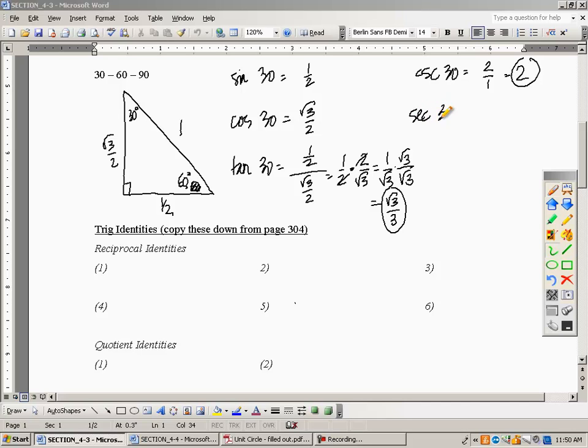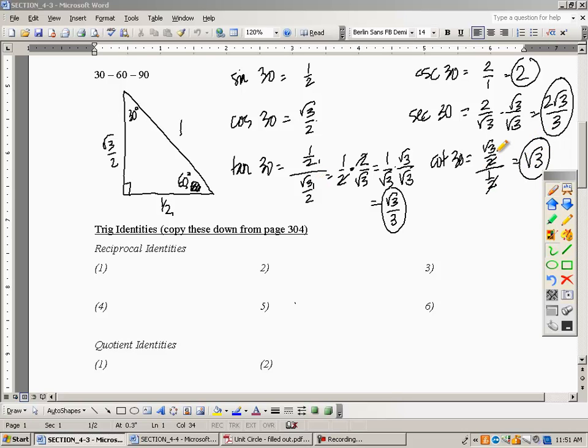The secant of 30 is the reciprocal, so 2 over the square root of 3. And when I rationalize, you get 2 square roots of 3 all over 3. And again, we expect rationalization is okay to do. The cotangent of 30 is the square root of 3 over 2 divided by 1/2, because I take these and flip them. In the long way, these end up canceling. You get the square root of 3, because the square root of 3 divided by 1 is just the square root of 3. So you can kind of see here what's going on.